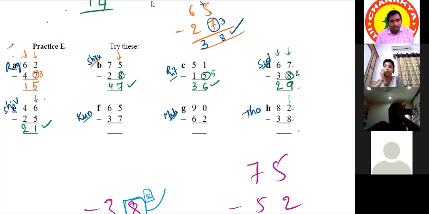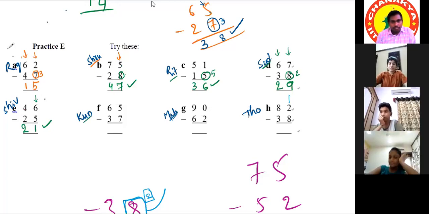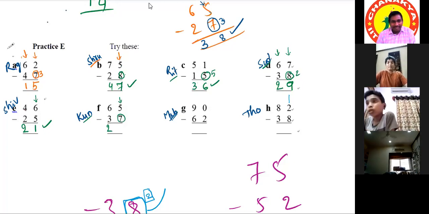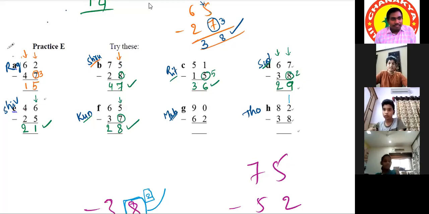Then Kunal. Yes, sir. Sir, 65 minus 37. So, sir, 6 minus 3 is 3, sir. But the next number is a mismatch, so it's going to be 2, sir. Okay. 2 and 5 and 7. Sir, 7's complement would be 3, sir. 3 plus 5. Yes, sir. Next, we need to take 7's complement, so it's going to be 3, sir. 3 plus 5 is 8, sir. So the answer is going to be 28, sir. Correct. So 65 minus 37 is 28.